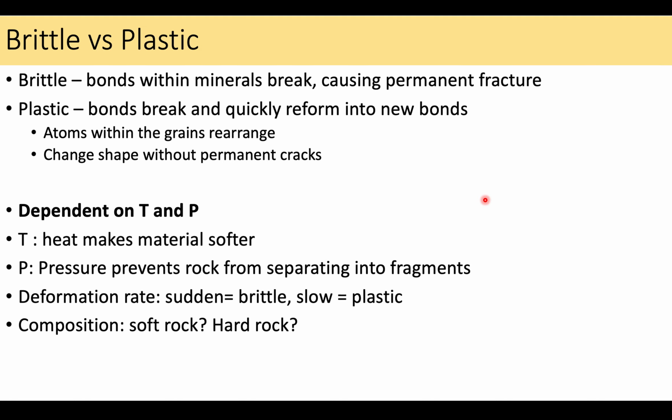So the temperature causes the material to be softer because it's warm. The pressure prevents the rock from separating fragments. So the pressure keeps the rock together. So deformation rate. Brittle deformation happens very quickly. It's very sudden. The rock breaks. Plastic deformation happens very, very slowly over a long period of time. So slowly over many years, you're going to have that plastic deformation.